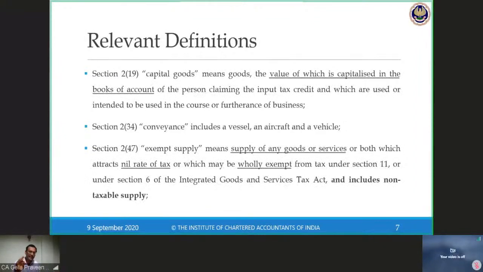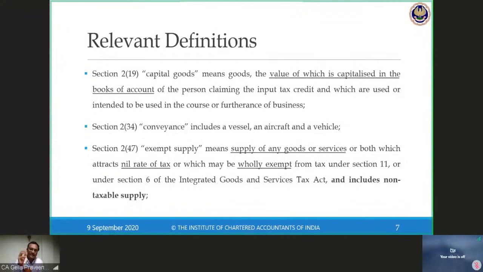So unless I have clarity with this particular definition, exempt supply, availment of input tax credit, payment of taxes is a big mess. So I repeat the sections once again: 7, 9, 16, 17 and 44. These 5 sections, you will use this definition exempt supply widely. So I'll spend a little 2 minutes on this particular definition.